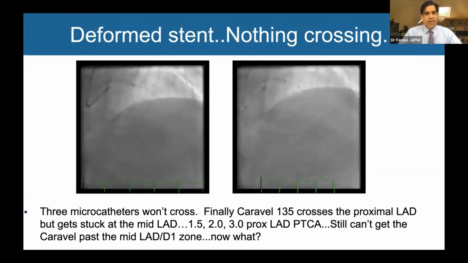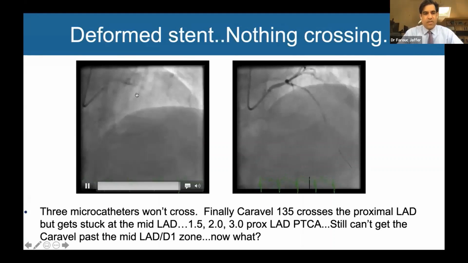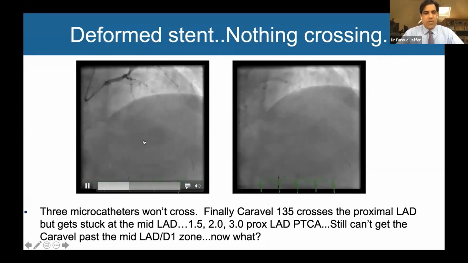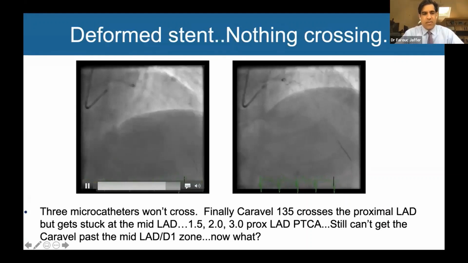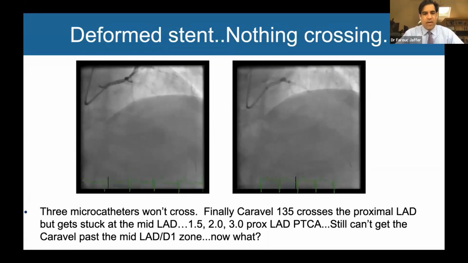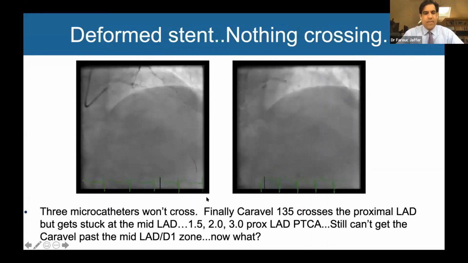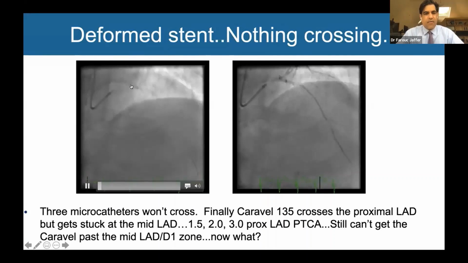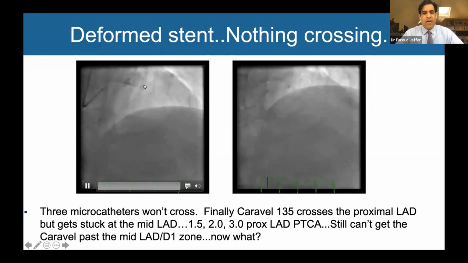So the LAD stent is there, but now, even though we have an LAD wire down, we cannot cross this initial stent deformation area. Okay, you can see this dense radiopacity. So we tried multiple microcatheters. Ultimately, we chose our narrowest profile one that we had access to, a Caravel 135. And that was able to cross about halfway into the stent, okay, right before D1.